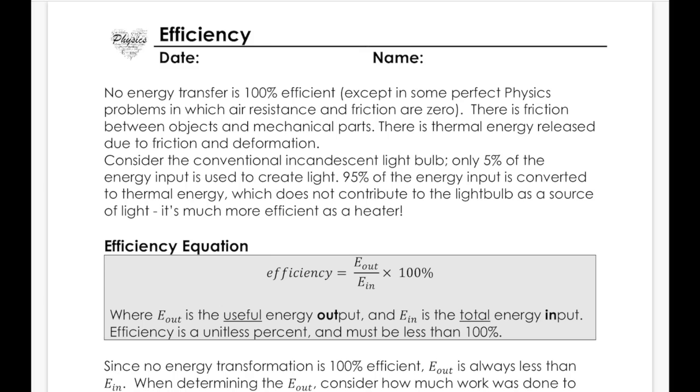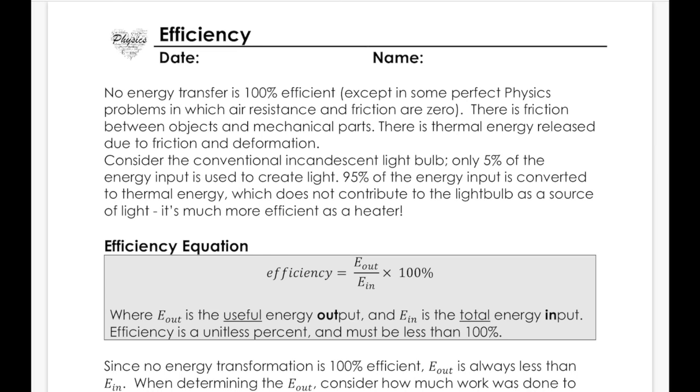But energy transfer is not 100% efficient. There's friction between objects and mechanical parts, which causes thermal energy to be released, and it reduces the amount of energy that is transferred into, like, kinetic energy, for example.